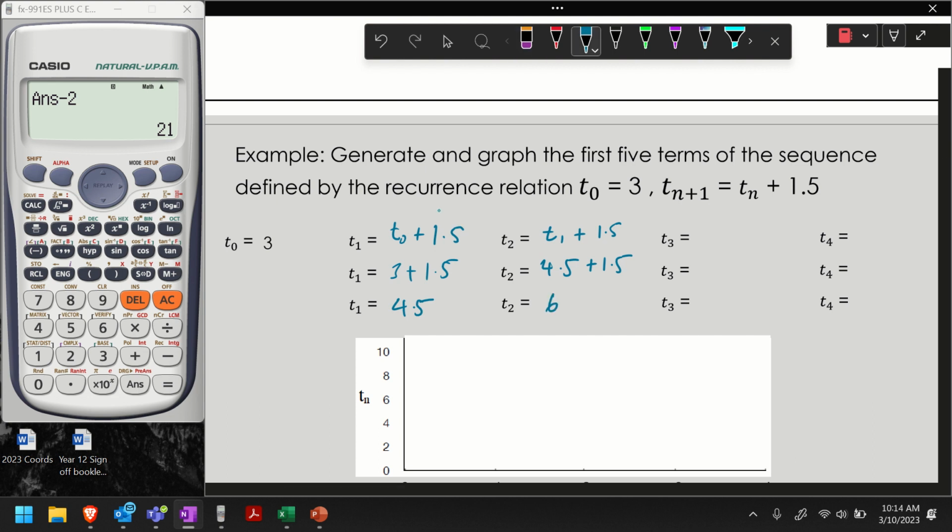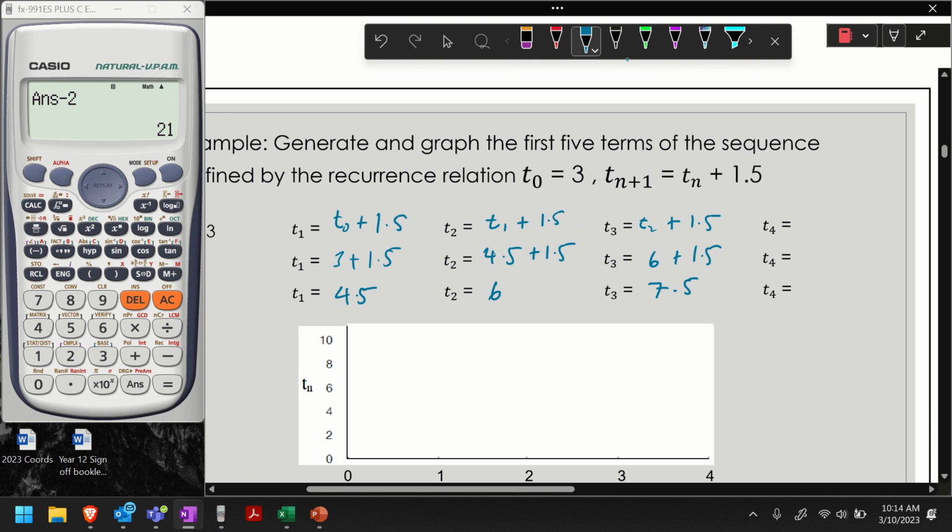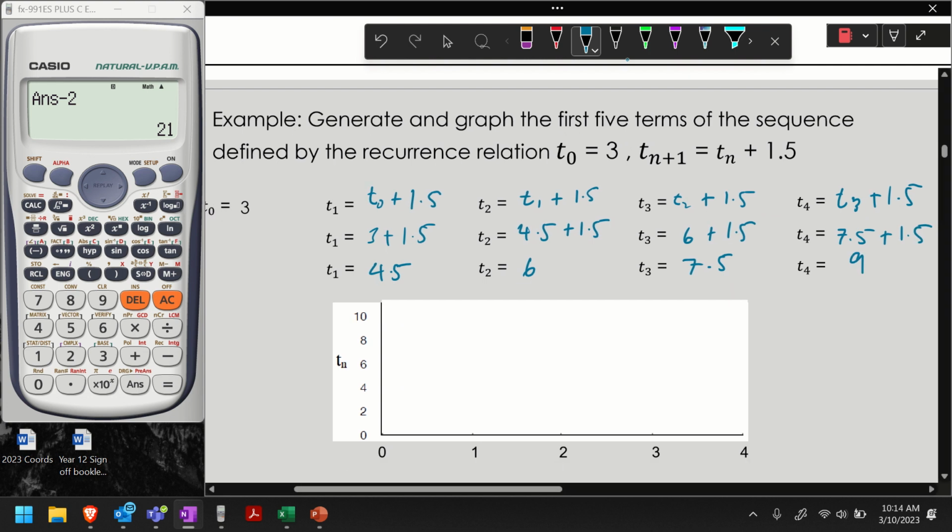Okay, T3, same deal. T2 plus 1.5. So in this case, it's 6 plus 1.5, which is 7.5. And then finally for T4, it's T3 plus 1.5, which is 7.5 plus 1.5, which equals 9. Okay, so there's our first 5 terms in the sequence.